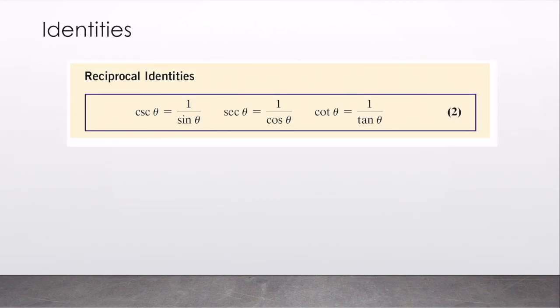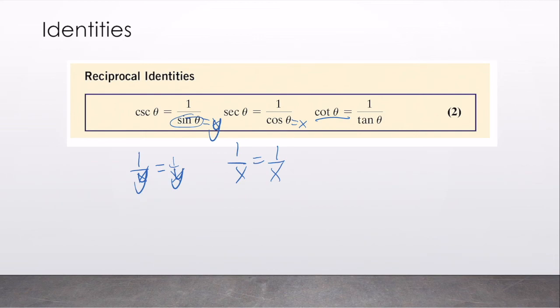Let's talk about identities. First thing I want to do is introduce the reciprocal identities. So cosecant is 1 over sine of theta, and this should kind of make a guttural sense, right? Because cosecant's 1 over y. So if I have 1 over sine of theta, which is y, I get 1 over y. Sine is y. For secant of theta, I have 1 over cosine. Well, secant, remember, that's 1 over x. And cosine is x, so I've got 1 over x.